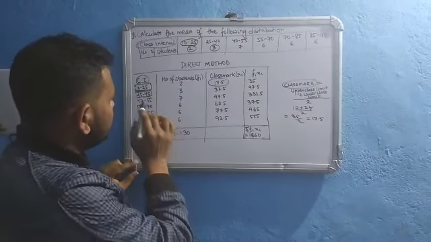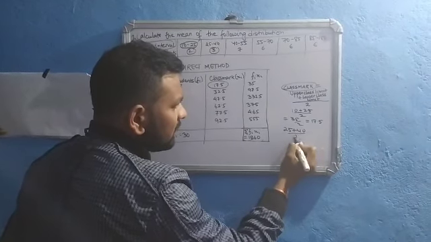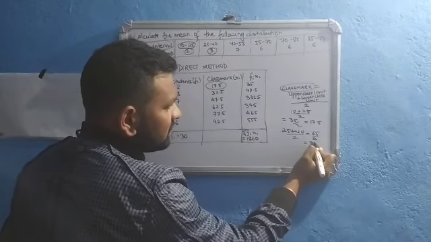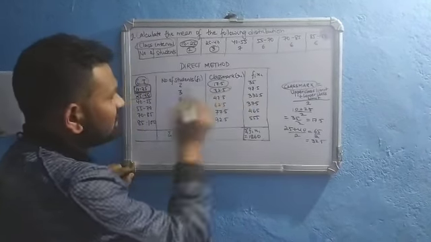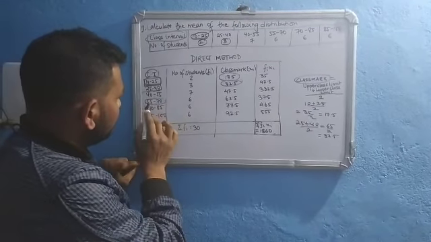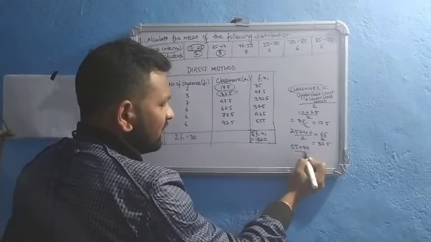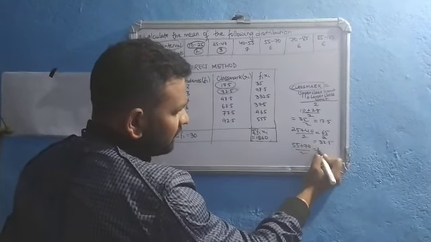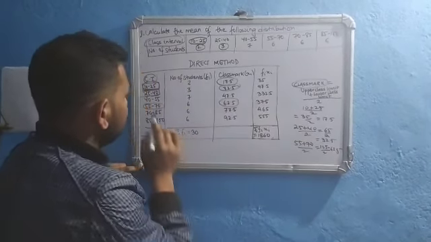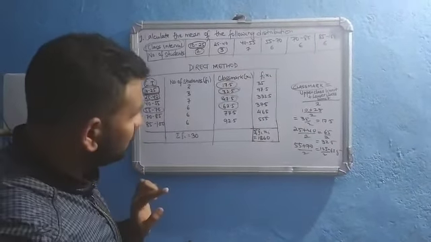Are you understanding? Next, 25 to 40. So 25 plus 40 divided by 2, which is 65 by 2, and 65 by 2 is 32.5. So 32.5 is the class mark. You want to check one more? Let's check 55, 70. 55 plus 70 by 2, so this will be 125 by 2, which is 62.5. And 40 plus 55 by 2 is 95 by 2, 47.5. So this is how you calculate the class mark.